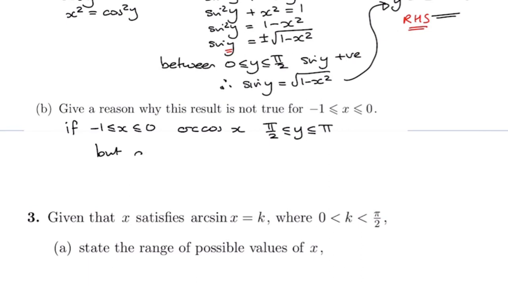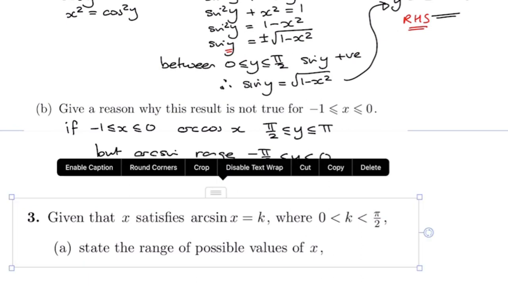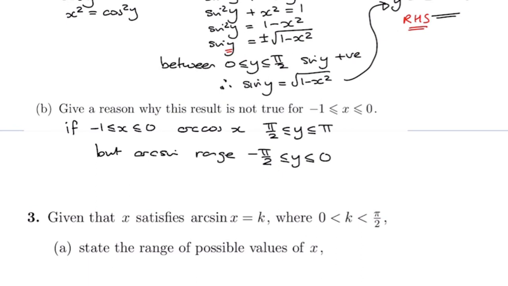But arc sine, its range, okay, is minus pi over 2 to 0. So again, that's not true. Okay, but the arc sine's range is minus pi over 2. And of course, if we wanted them to be the same, they need to have the same range.